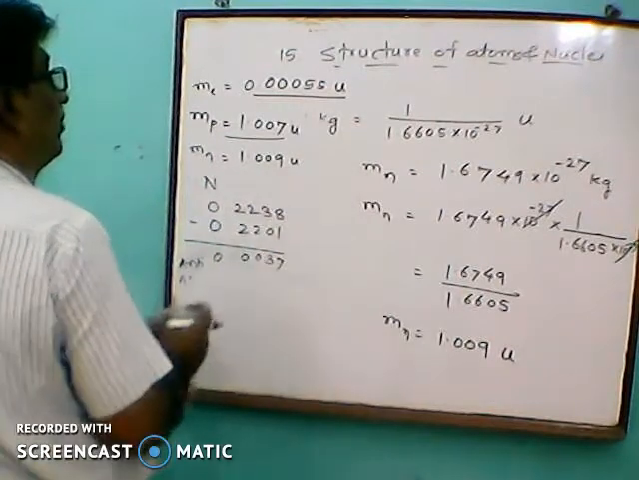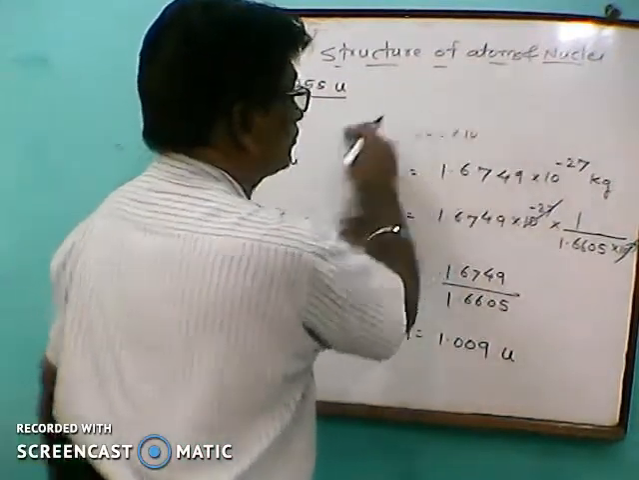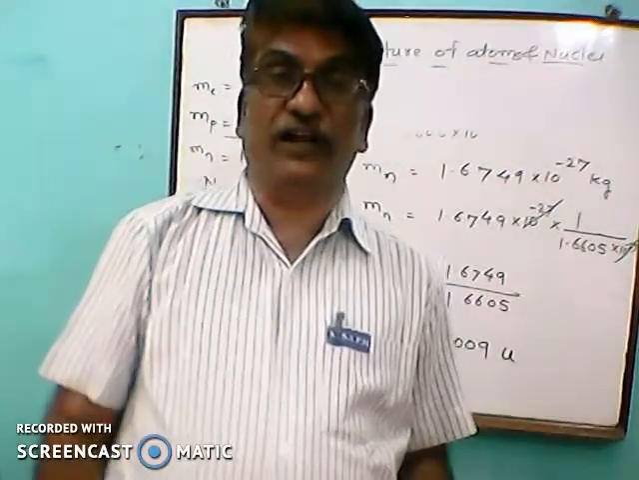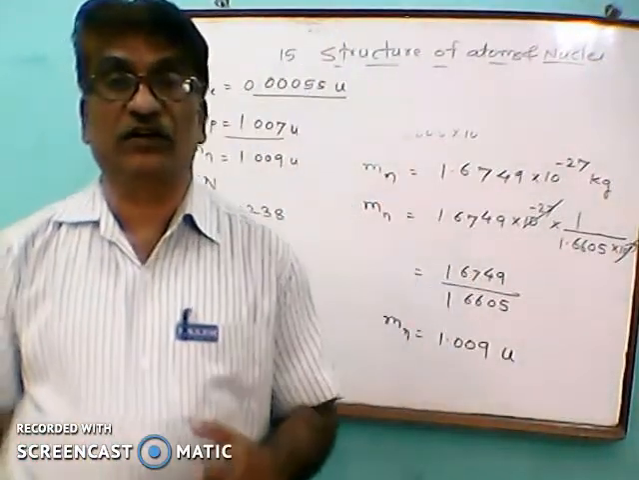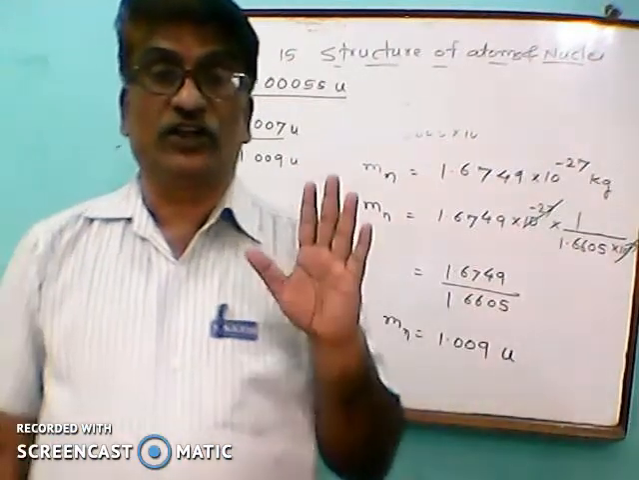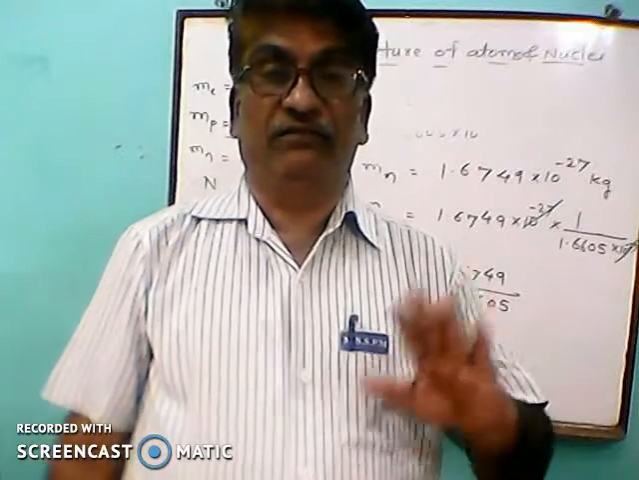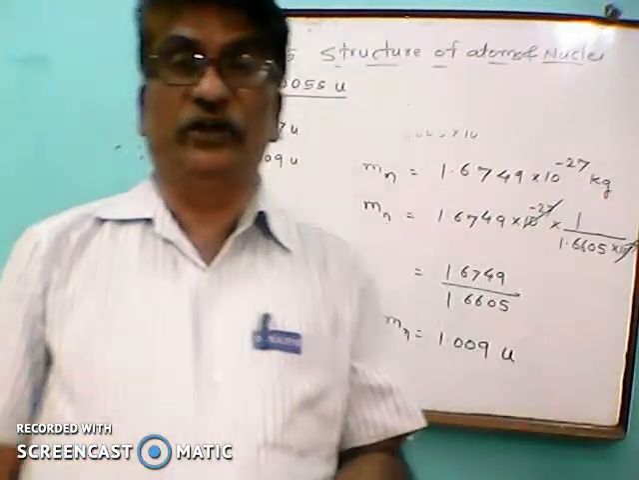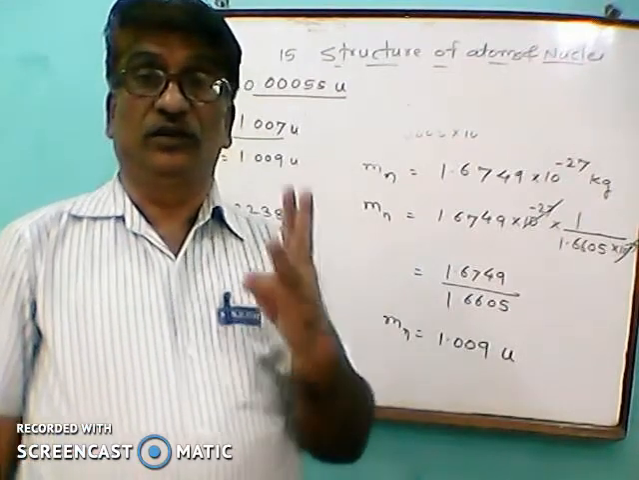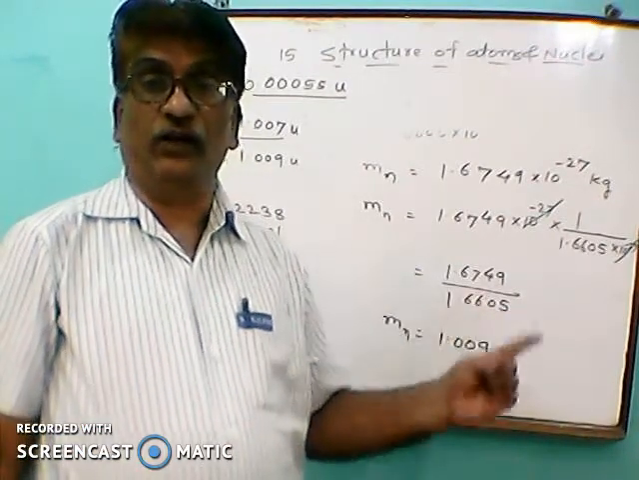So today we found the mass of electron, mass of proton and mass of neutron in terms of atomic mass unit, the second unit. And after this video, in the next video, we will find the third unit for subatomic particles.